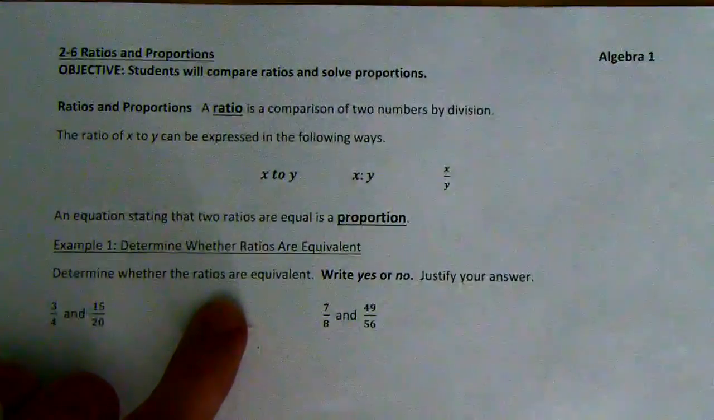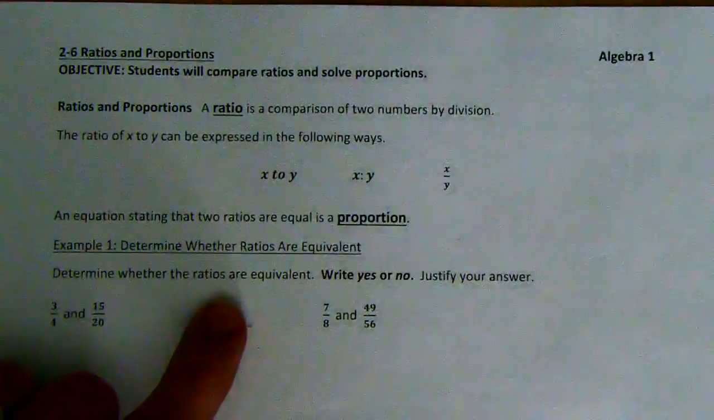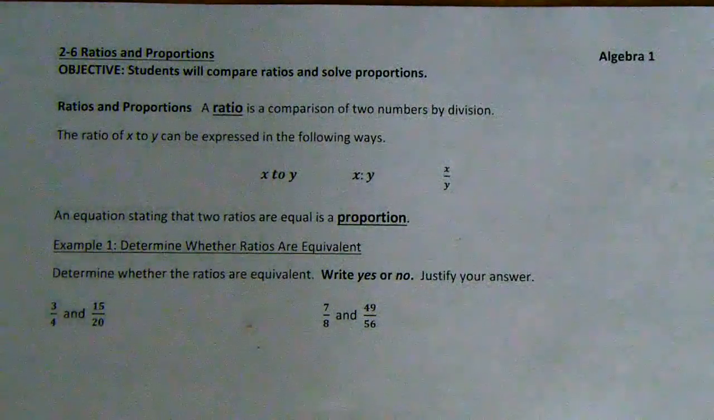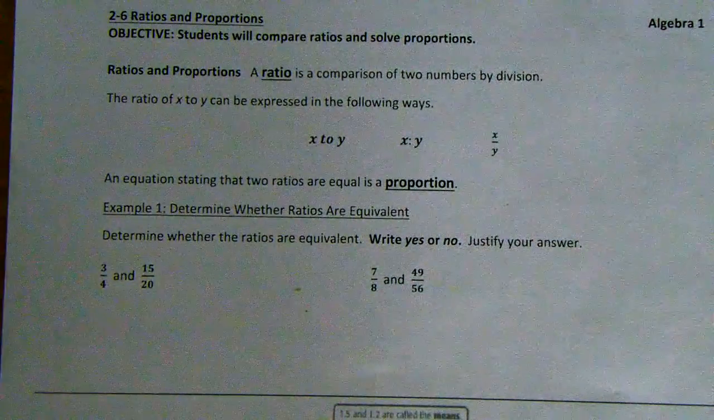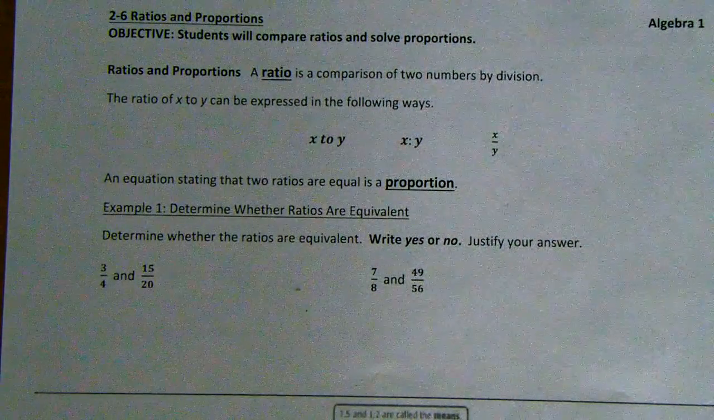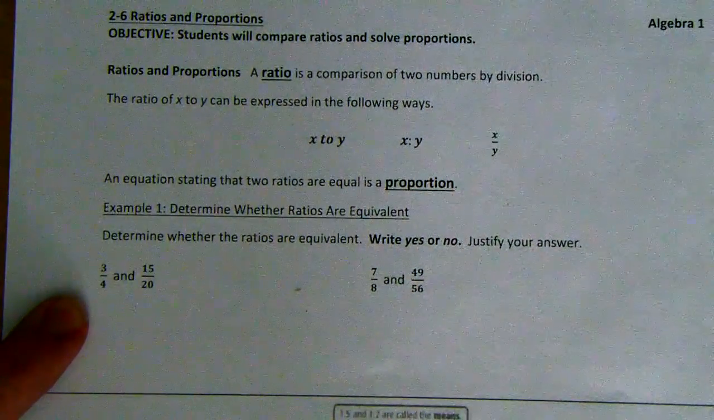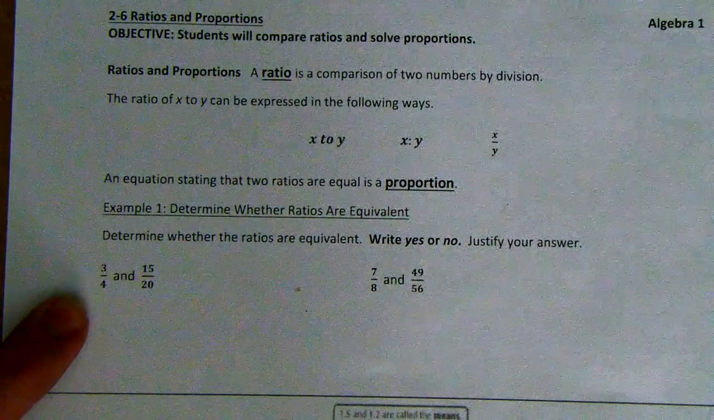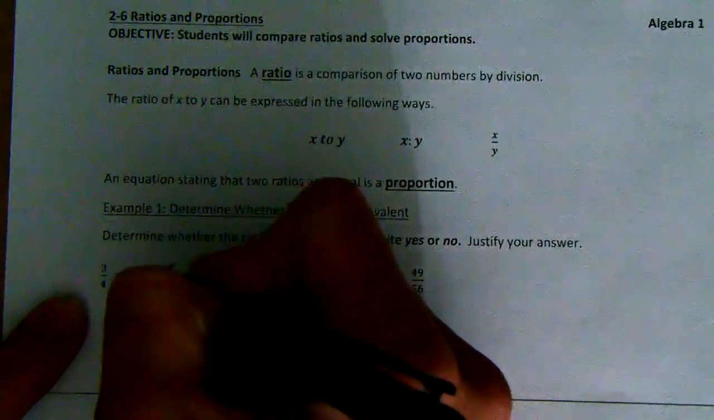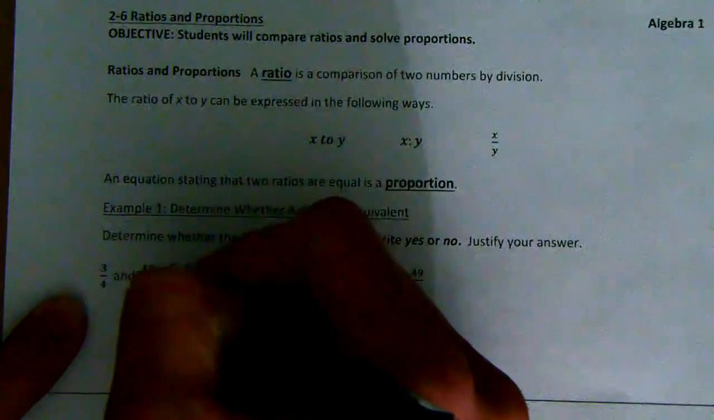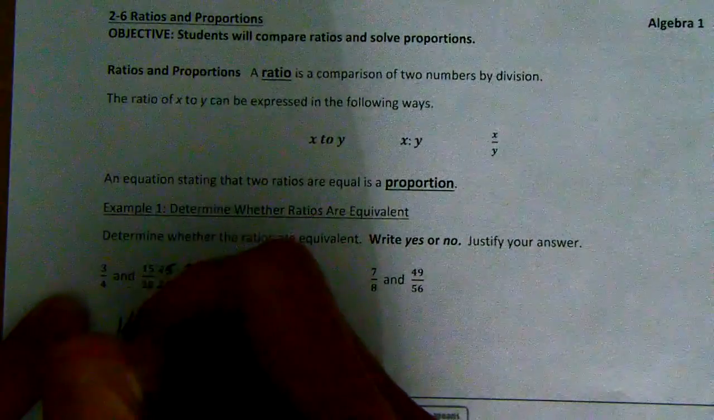Okay, so the first type of question is they're going to ask you if two ratios are equivalent. It's pretty basic. There's a couple different ways you can do it. You can start by just reducing both of them down. Like this one, 3/4 is already reduced. 15/20, we can divide both of those by 5, and you get 3/4. And they are equal, so the answer is yes.